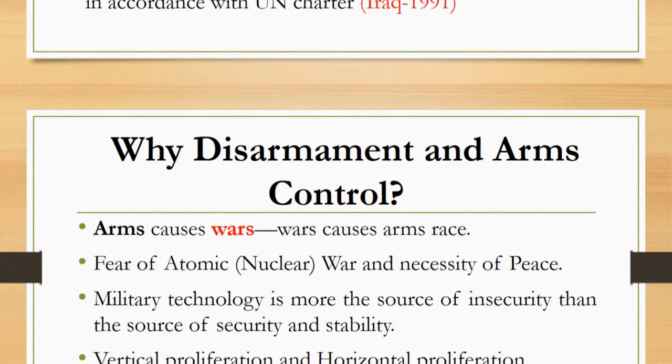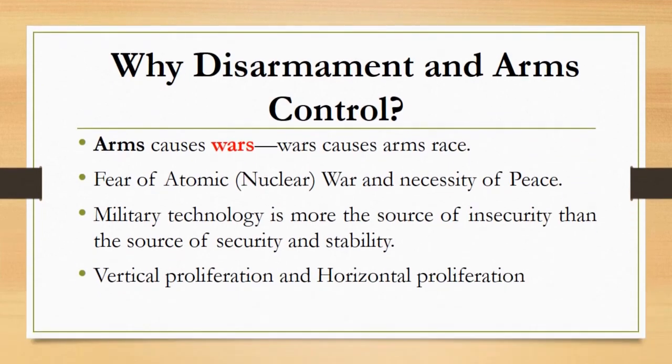Now we will see why arms control and disarmament are needed. The answer is that arms cause wars, wars cause arms race. It means that the presence of arms pushes states into wars. Wars become culture and states start getting more weapons for fighting the wars. They come in an arms race which further increases the chances of war. Therefore, there is a strong need of arms control and disarmament so that the chances of wars may be minimized to the maximum level.